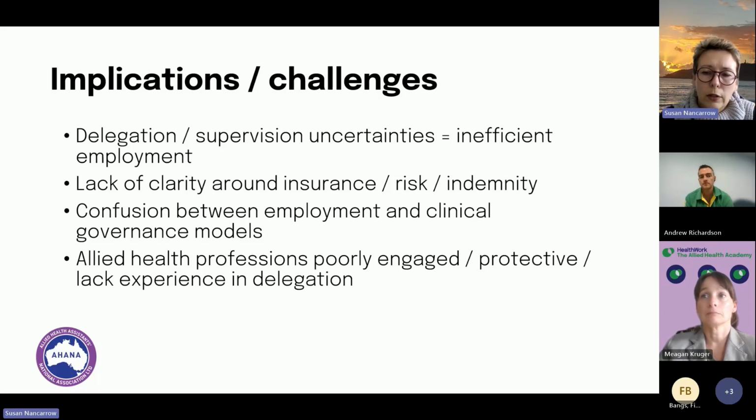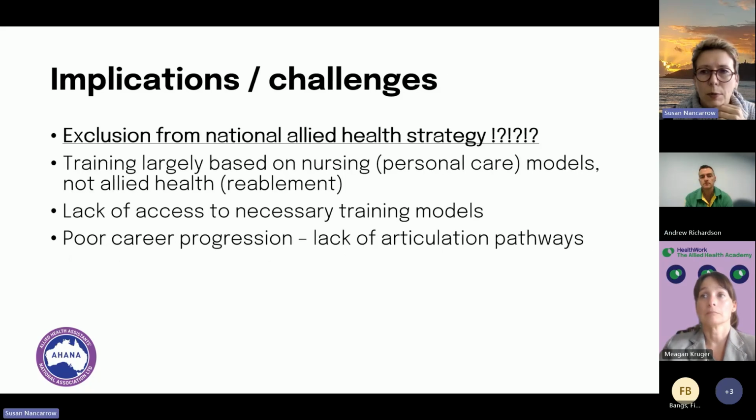It's possible to provide clinical governance and supervision without directly employing the allied health assistant, but it requires clear structures and paperwork to do that. So we just want to raise that because it does lead to a lot of inefficient employment of allied health assistants if the allied health professionals won't employ them because of that concern. Right, back to you, Andy.